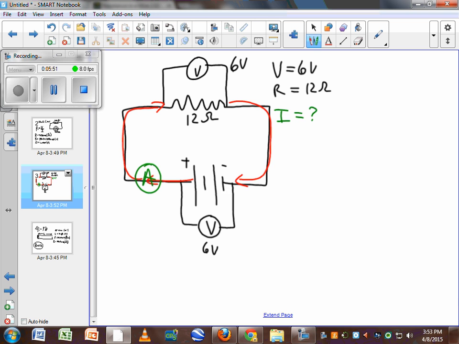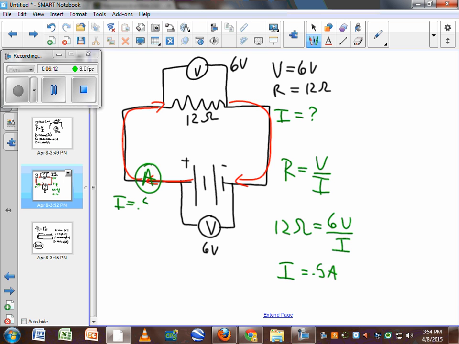So I can use R equals V over I. Plug in my values. I have 12 ohms equals 6 volts over I. And if we calculate, I ends up equaling 0.5 amps. So if I put that ammeter here, it should read a value of 0.5 amps.